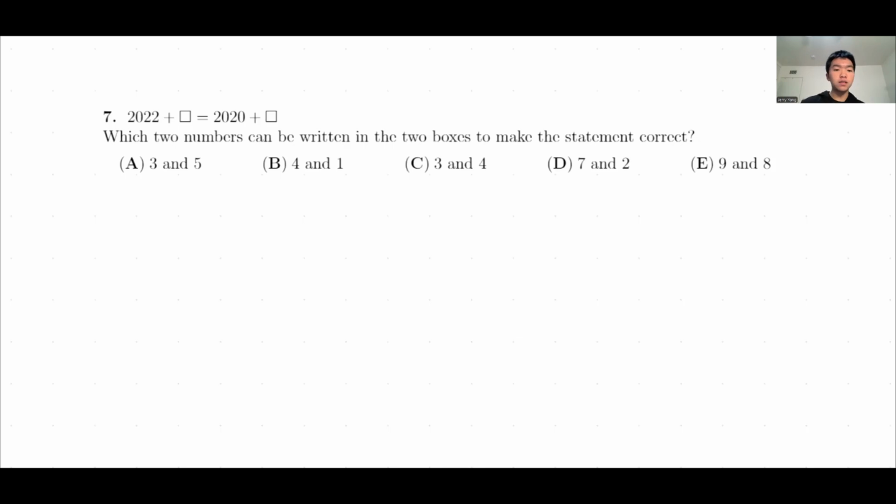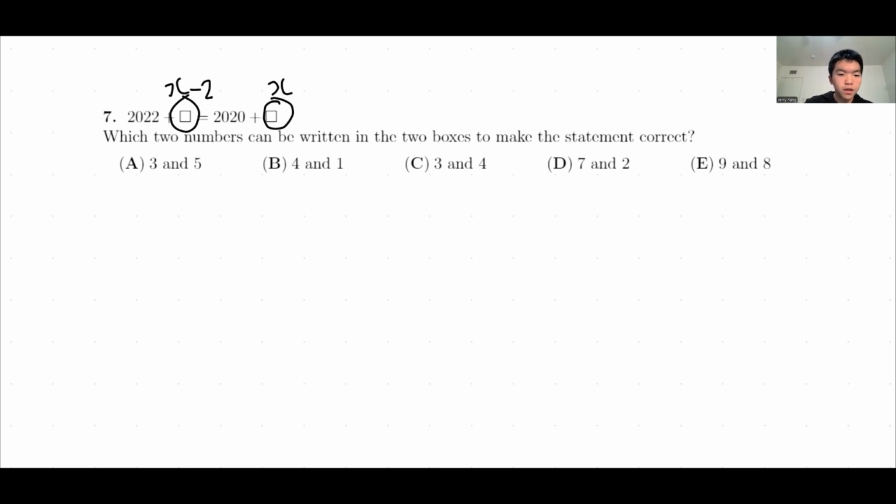Question number 7 says, which 2 numbers can be written in the 2 boxes to make the statement correct? And the statement we have up here is 2022 plus blank equals 2020 plus blank. Now we know that whatever this number is and this number is going to be 2 less than whatever it is. So if this is x, then this is x minus 2.